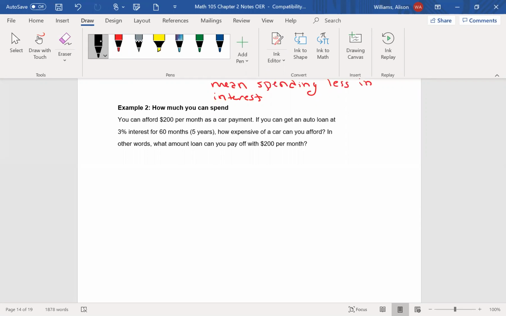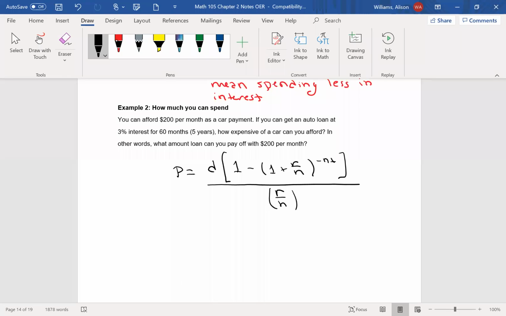I'm going to go ahead and write that down so I don't have to keep scrolling up. So P equals D, actually, here, let me change that to bracket. Make a distinction. 1 minus 1 plus R over N to the negative NT all over R over N. All right, so that's the formula we're going to use. This one's a little bit easier because the denominator is not so bad. We'll be able to step through this a lot nicer. You'll be able to kind of keep it in the calculator. So you'll probably find example 2 a little bit easier than example 1.